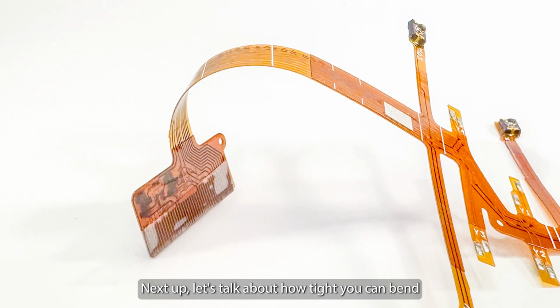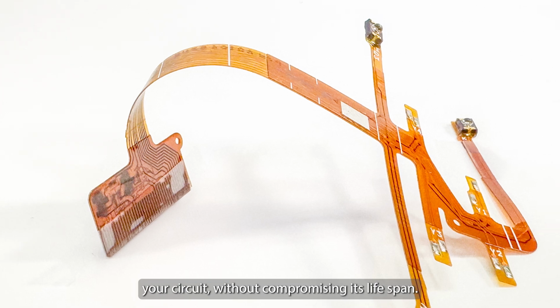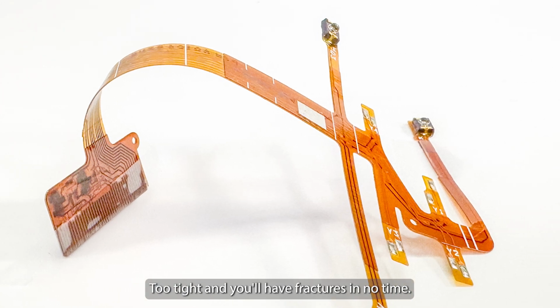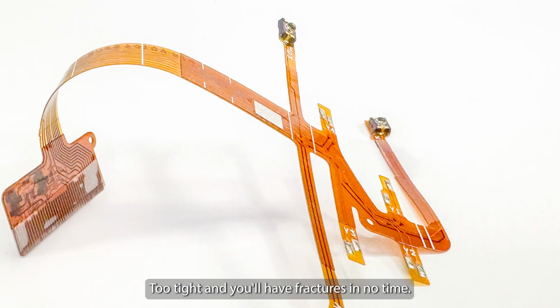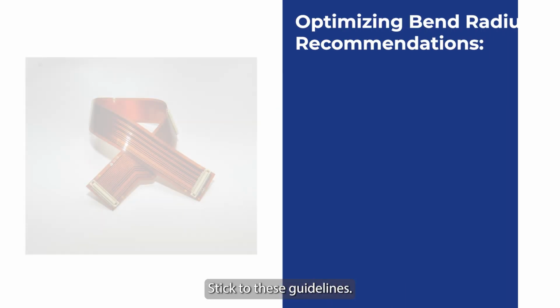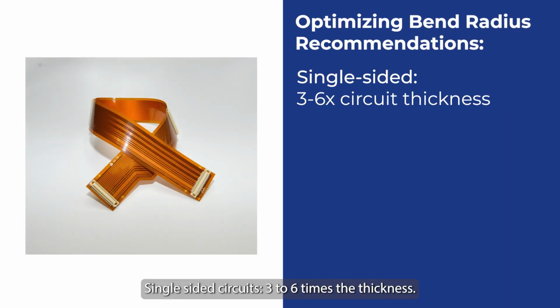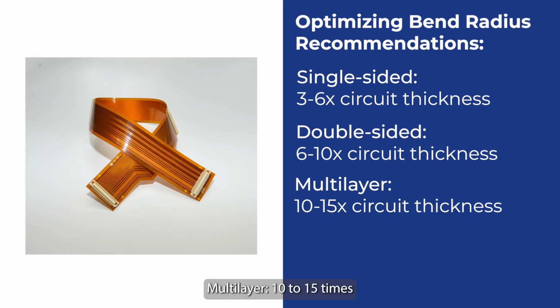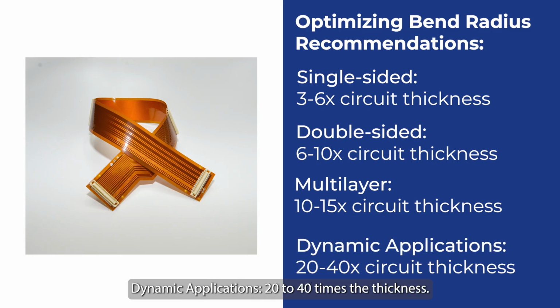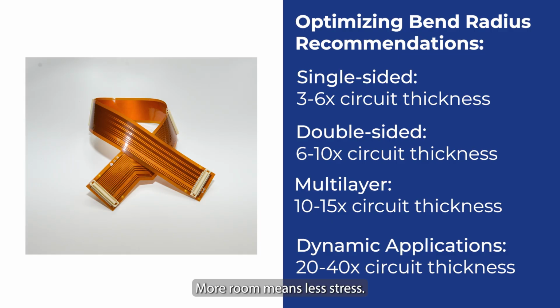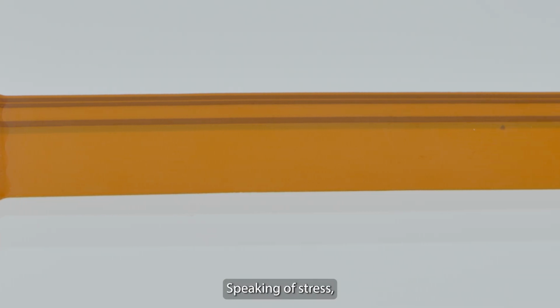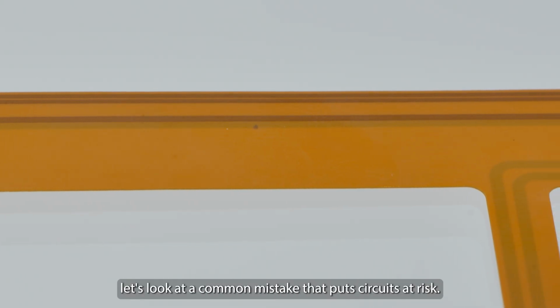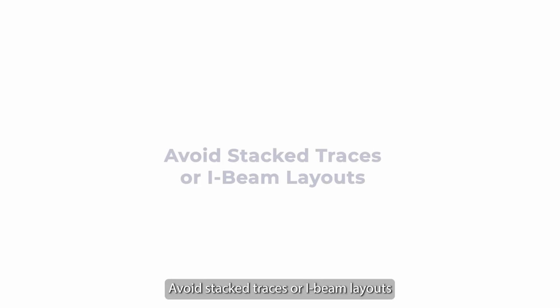Next up, let's talk about how tight you can bend your circuit without compromising its lifespan. Too tight, and you'll have fractures in no time. Stick to these guidelines: single-sided circuits, 3 to 6 times the thickness; double-sided, 6 to 10 times the thickness; multi-layer, 10 to 15 times. Dynamic applications, 20 to 40 times the thickness. More room means less stress. It's that simple.